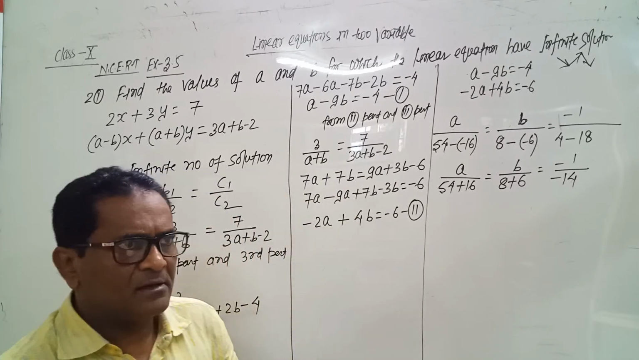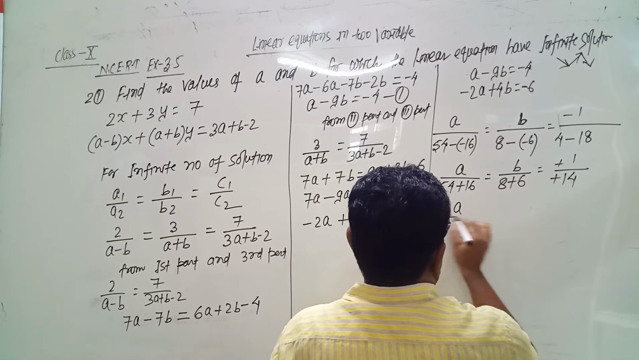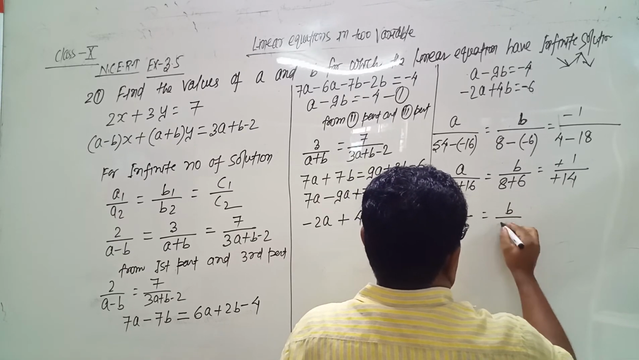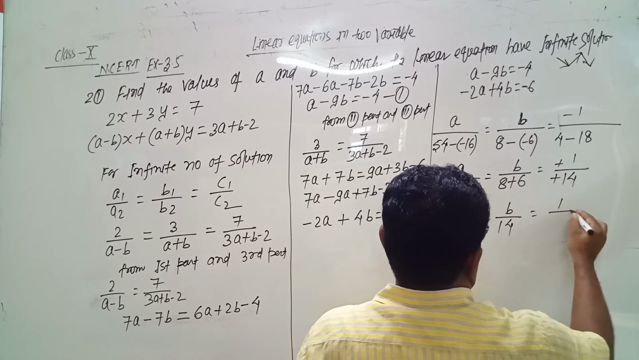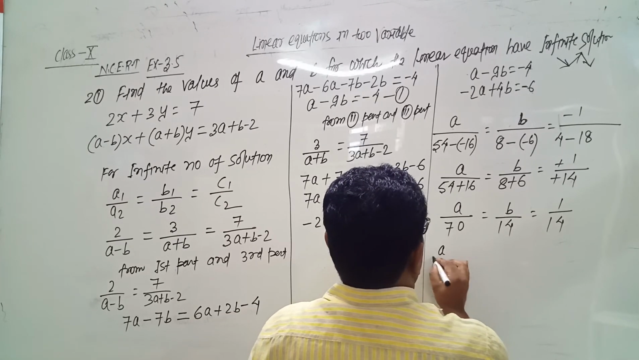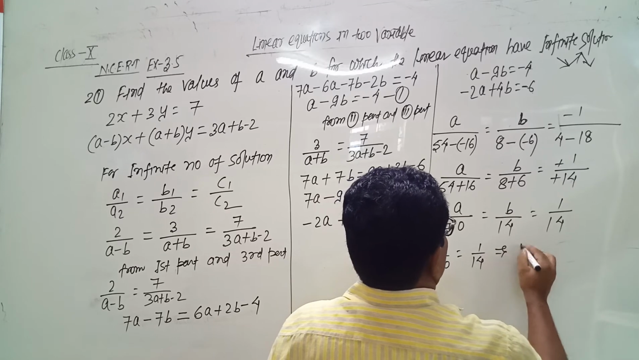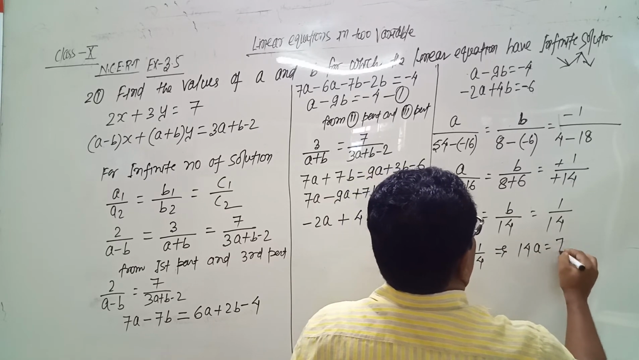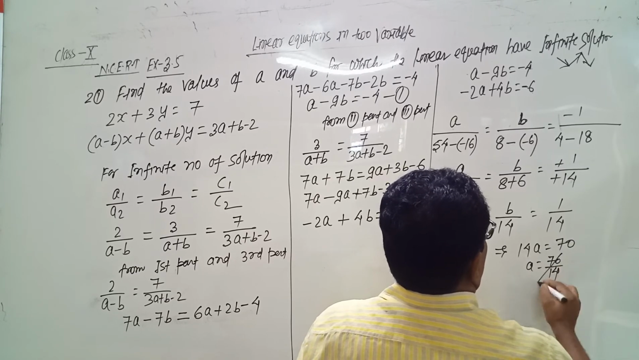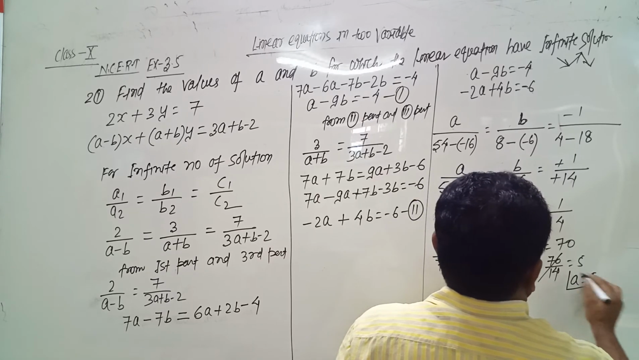4 minus 18, minus 14, minus and minus cancelled, a upon 17 equals to b upon 14 equals to 1 by 14. Solve first and last term. So a by 17 equals to 1 by 14, and by cross multiplication 14a equals to 70 and a equals to 70 by 14, which is 5. So we get the value of a as 5.